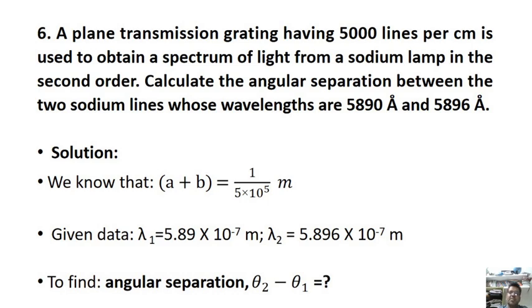So 5,000 lines per centimeter is used to obtain a spectrum of light from a sodium lamp in the second order. Calculate the angular separation between the two sodium lines whose wavelengths are 5890 angstrom and 5896 angstrom. Solution: we know that a plus b is equal to 1 by 5 into 10 to the power 5 meter.